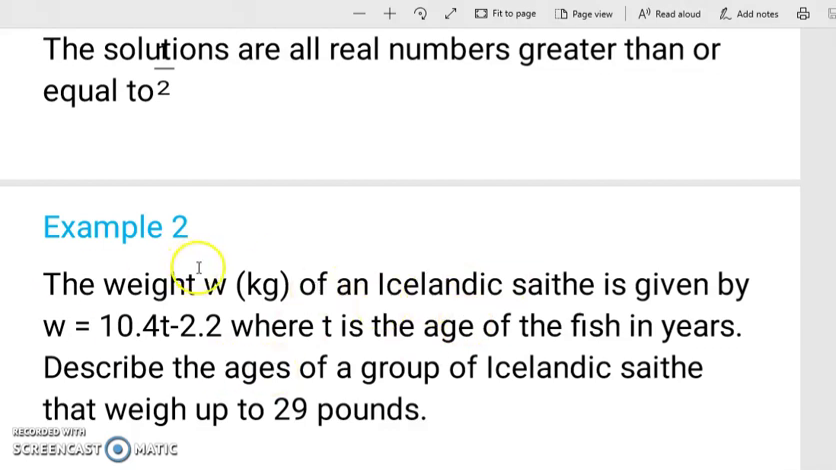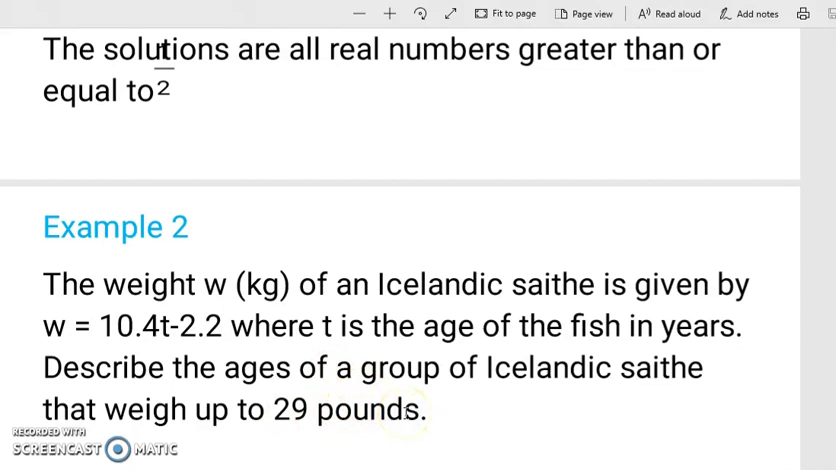So the weight W kilograms of an Icelandic scythe is given by this one. This is the first thing to know. This is an equation saying W equals 10.4T minus 2.2, where T is the age of the fish in years. It describes the age of a group of Icelandic scythes that weigh up to 29 pounds.